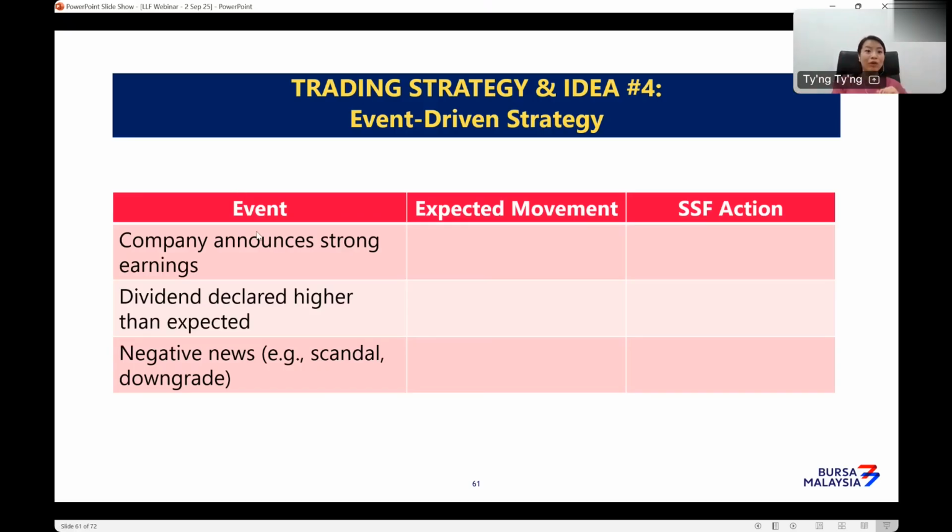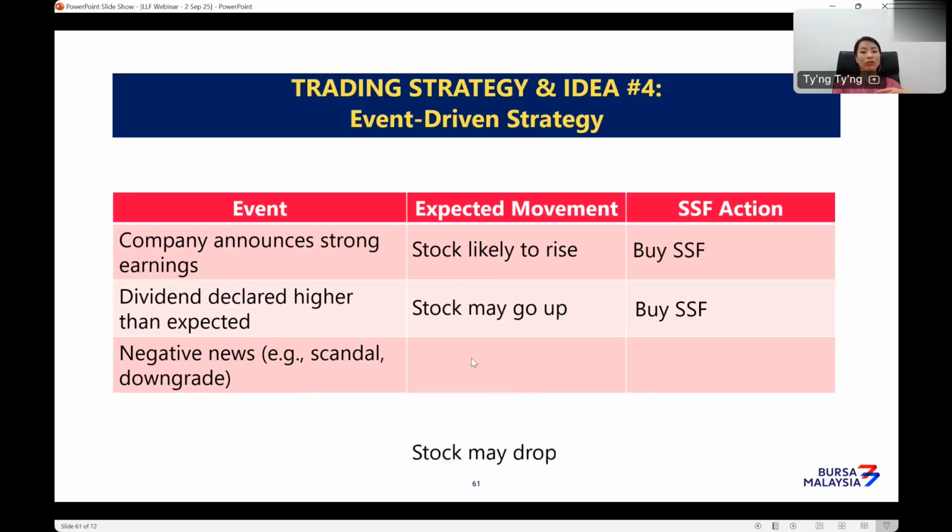So let's say, for example, your company announces strong earnings, the stock is likely to rise, so your SSF action will be to buy SSF. If your dividend declared is higher than expected, your stocks may go up, so you also buy SSF. If there is negative news, like scandals or a downgrade, then your stocks may drop. In this case, you're going to sell SSF. This is very simple, based on events itself.